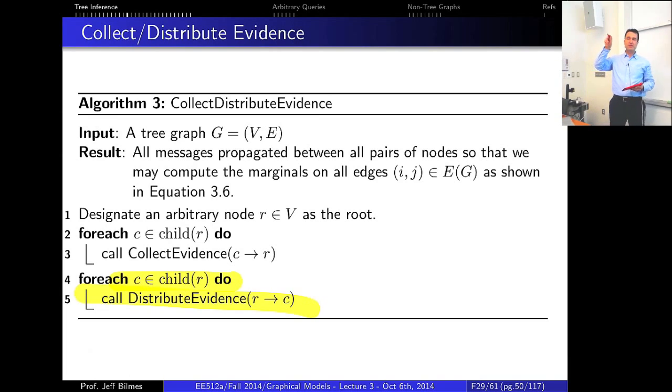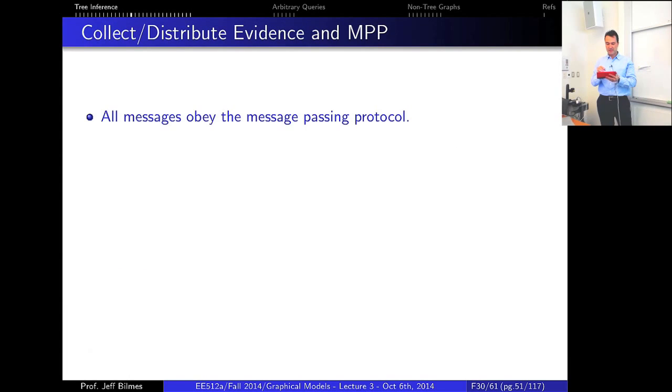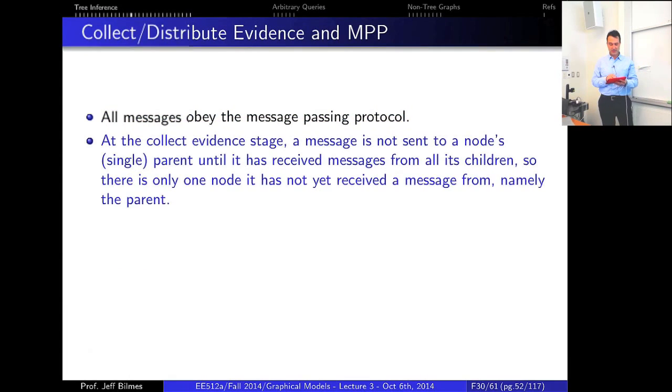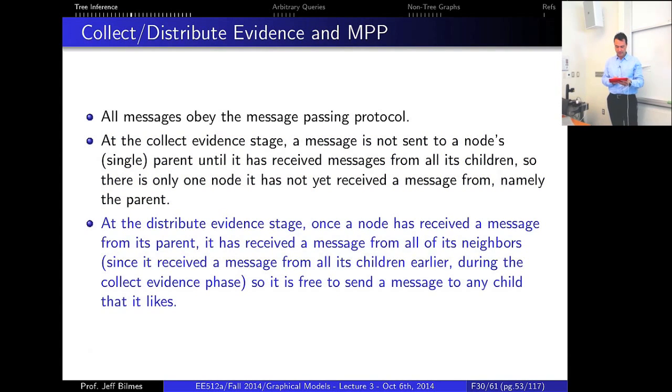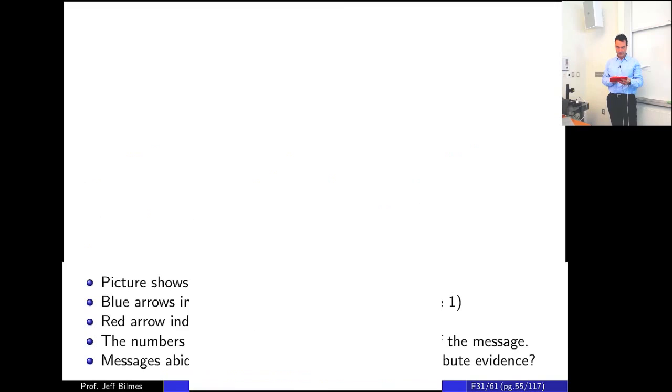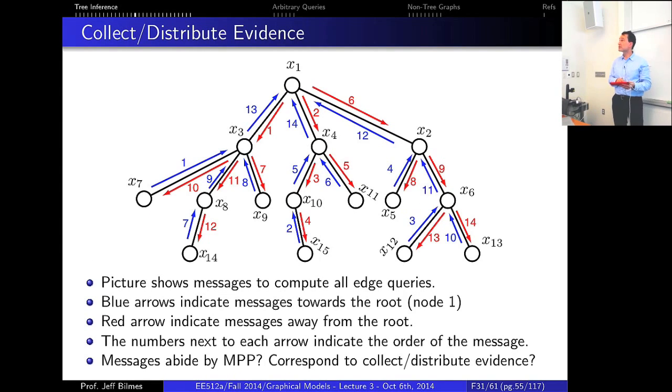And just recursively, basically, inductively, I should say, once we start from the root down to the children, we've received a message from all the children, so that means that we can send messages back to any of the children. That doesn't violate MPP. So therefore, the whole thing obeys MPP. So all messages obey the message passing protocol. And I think I've said all this stuff already. So here's some examples. Let's do a couple of examples and then take a break.